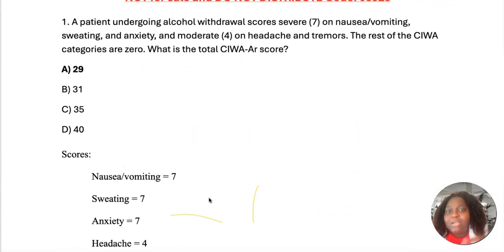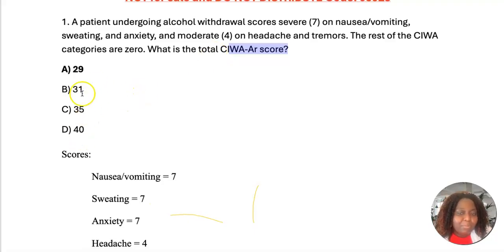A patient undergoing alcohol withdrawal scores severe, which is 7, on nausea or vomiting, sweating, and anxiety, and moderate on headache and tremors. The rest of the CIWA categories are 0. What is the total CIWA-AR score? Now they're asking you for the score, directly or indirectly. They have given you a scale to work with. Does it make sense? They have given you a scale to work with.